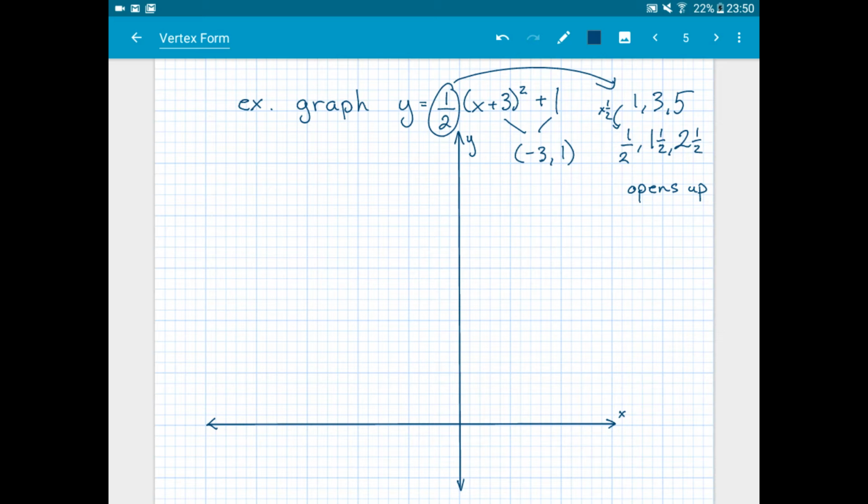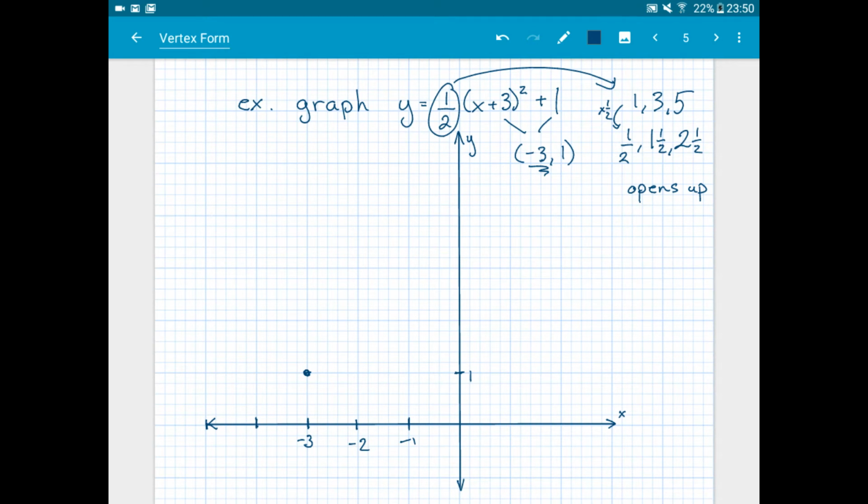Okay, so let's try this. So we put our vertex at -3, 1. So I'm going to use this as 1, just to spread the graph out a little bit. Okay, so -1, -2, -3, right there. And I'm going to go up 1. So it's going to be right there. This is 1. Again, let's just label this to make it clear.